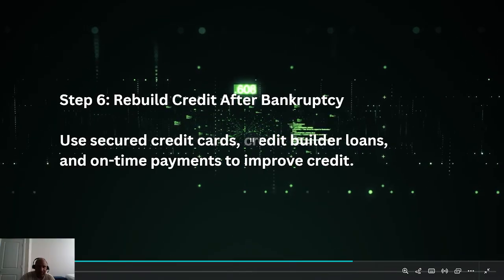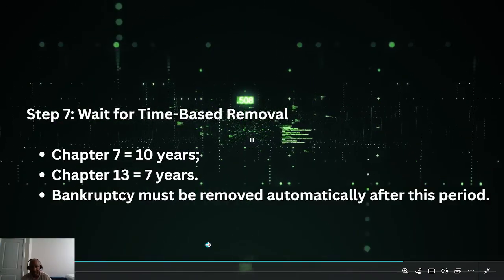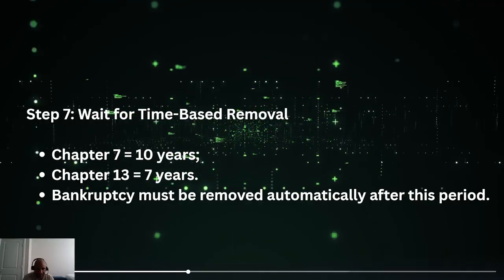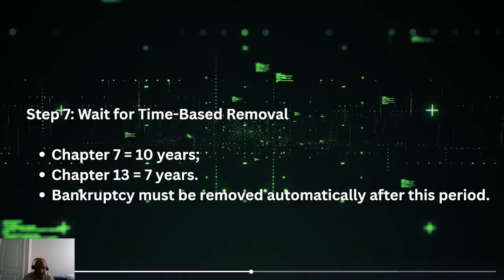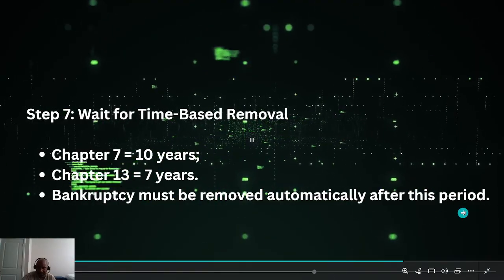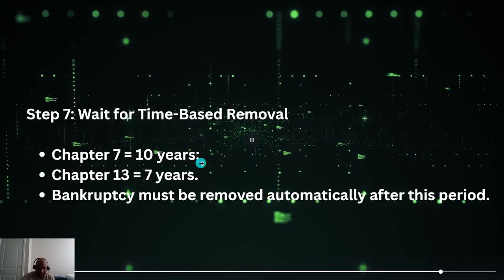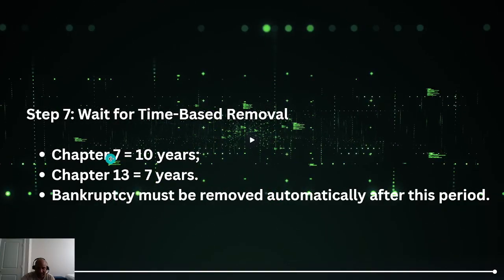All right, so step 7. So we want to wait time for removal. So Chapter 7, 10 years. Chapter 13, 7 years. Bankruptcy must be removed automatically after this period. So if you look at your credit report and you see your Chapter 7 has been over 10 years, it must be removed automatically after this period. If you have a Chapter 13, and it's been over 7 years, bankruptcy must be removed automatically after this period.